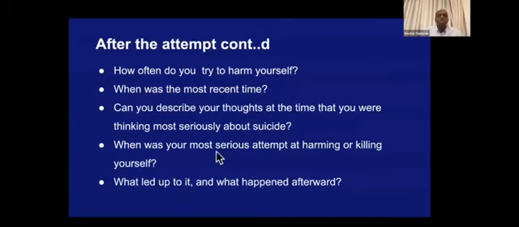When was your most serious attempt at harming or killing yourself? What led up to it and what happened afterwards? So if this particular patient has done that twice in the past, it was similar, it was emotional, and again, it followed an argument with a boyfriend.